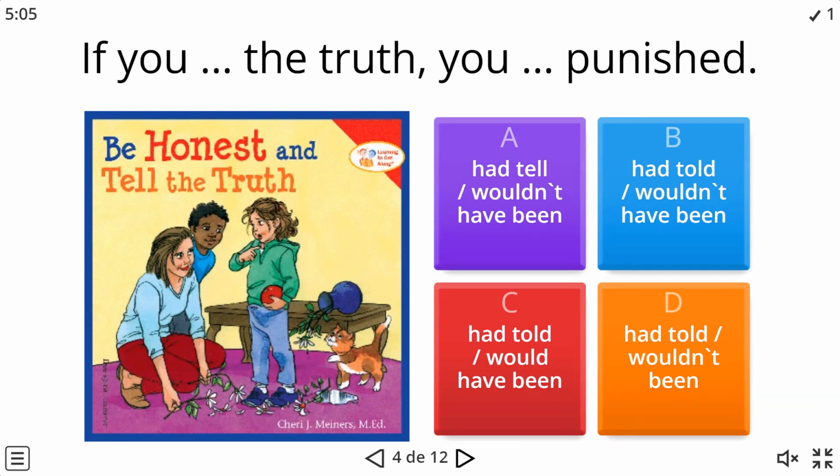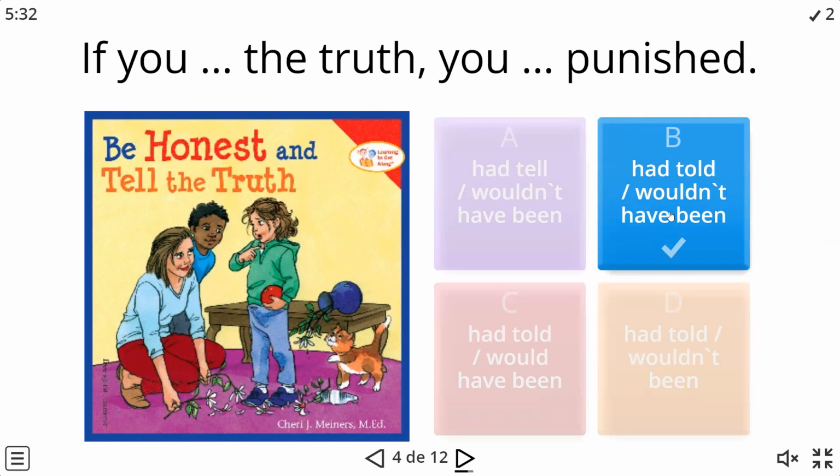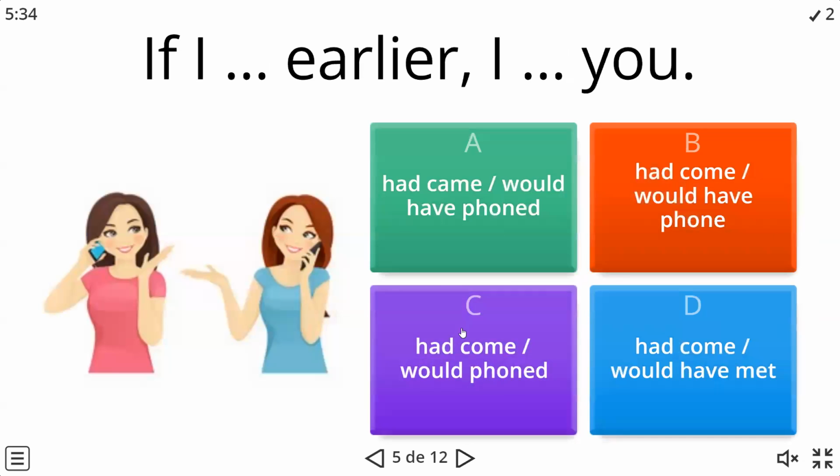Now, Nelly, let's think about this. If you have told the truth, you would have been punished. Letter D. No, no, no. Letter B. If you had told the truth, you wouldn't have been punished. Yes. Okay. Thanks.